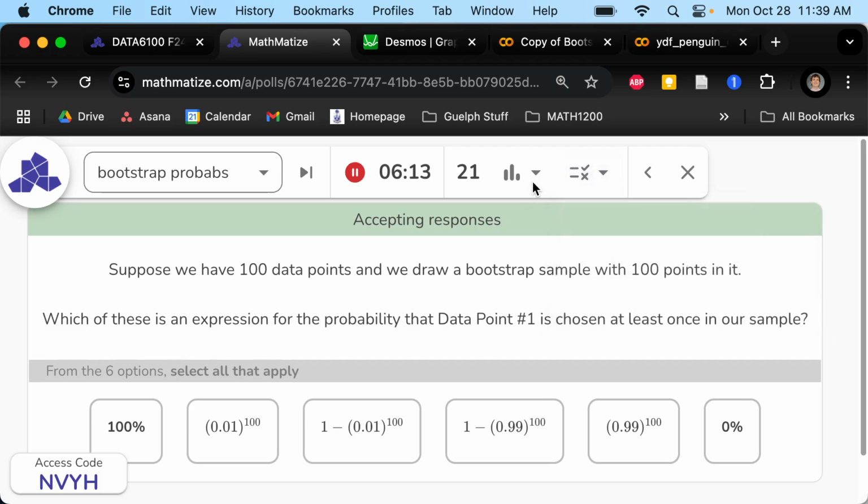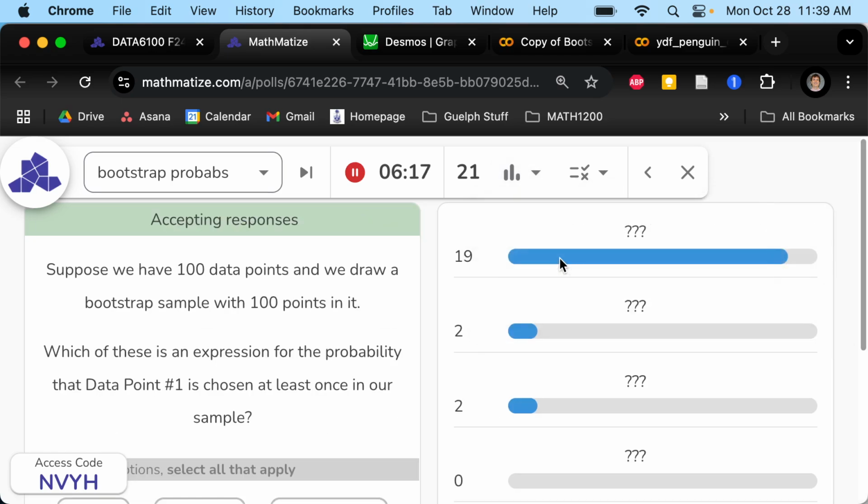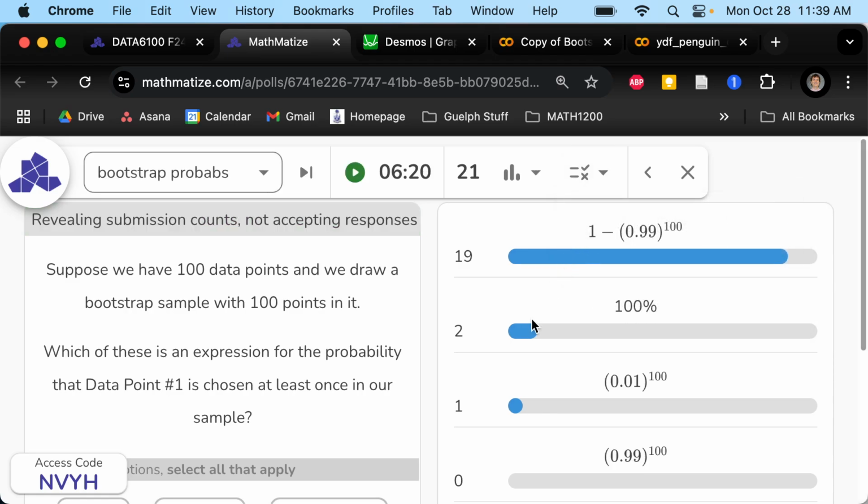And what do people say? Let's see if there's a consensus first. Let's do it with the labels hidden. Okay, out of 21 people, 19 people said something. They said 1 minus 0.99 to the power 100. And that is the right answer. So very good for people who got that.